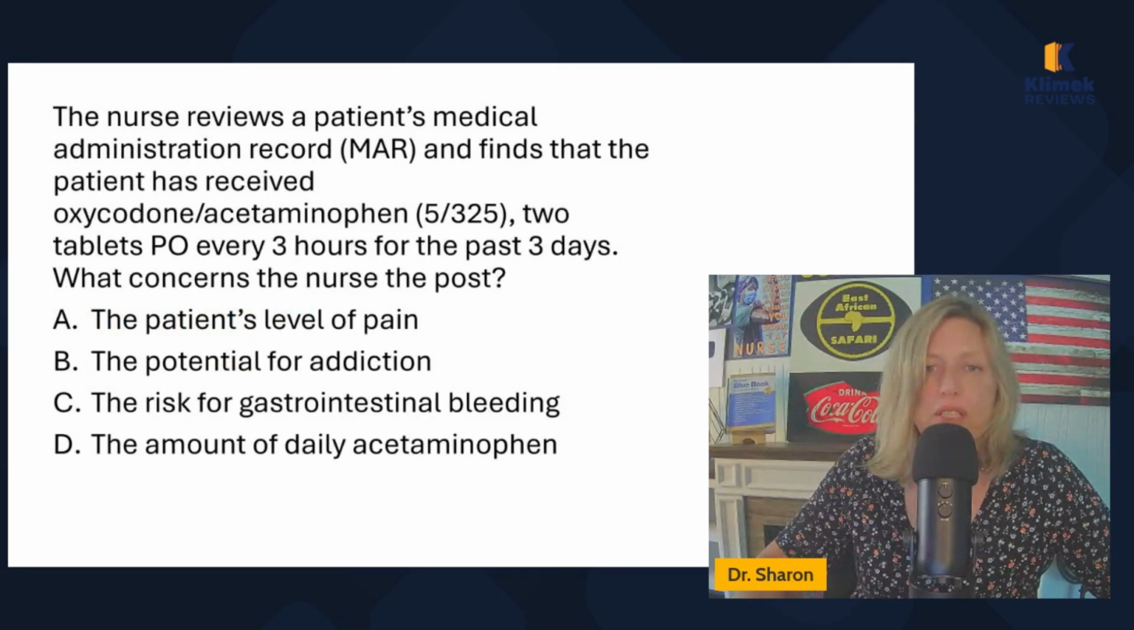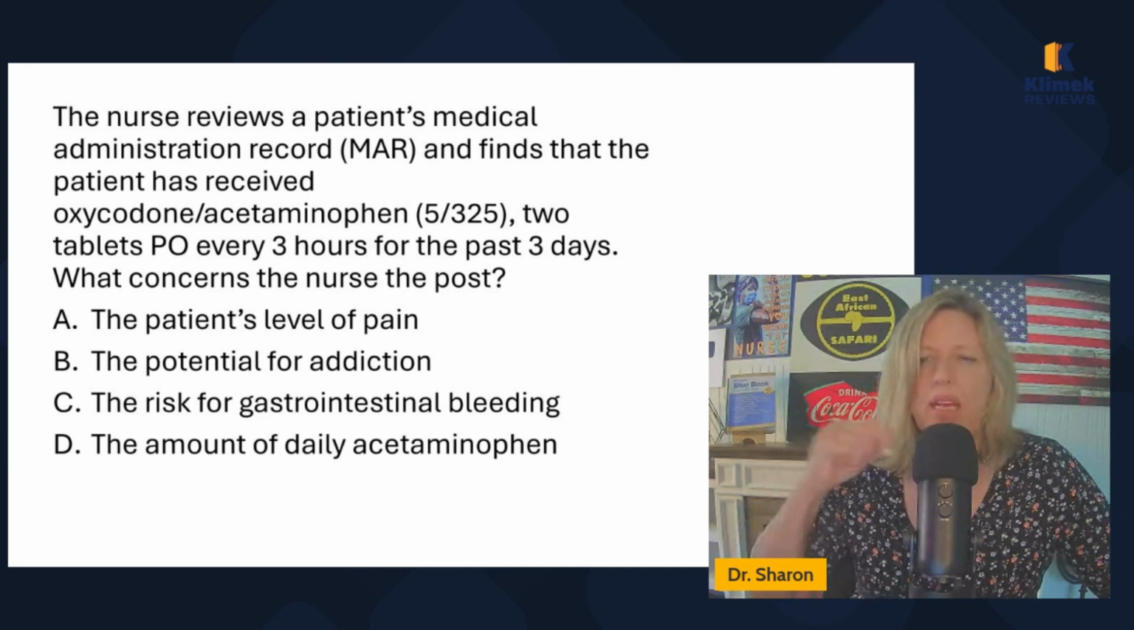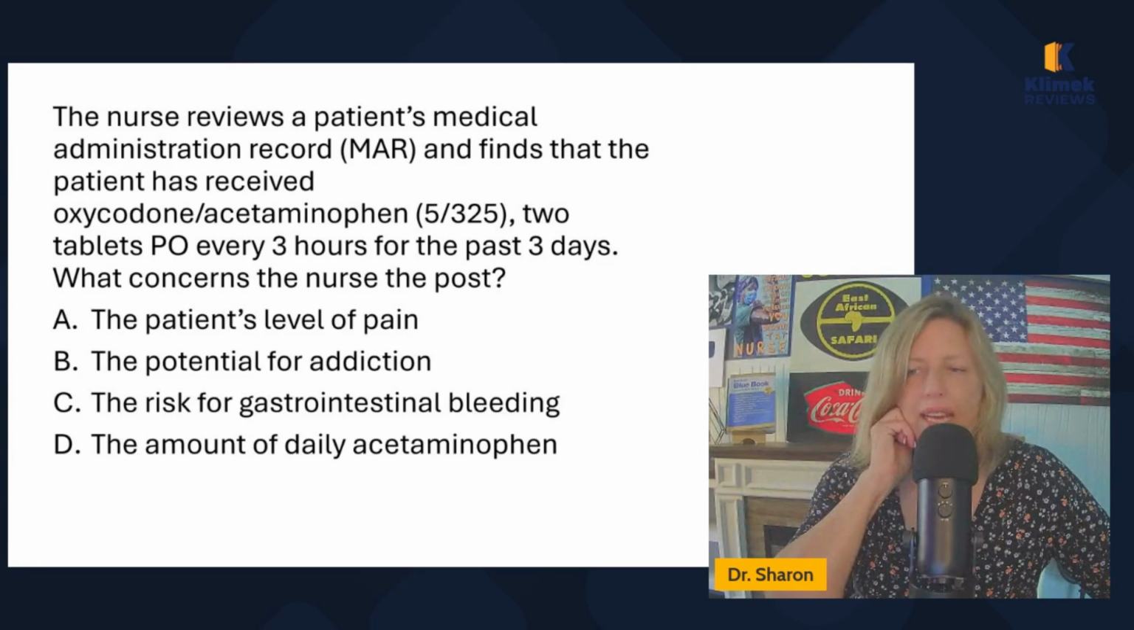The nurse reviews a patient's MAR and finds that the patient has received oxycodone, acetaminophen, 2 tablets, PO, every 3 hours for the past 3 days. What concerns the nurse most? The patient's level of pain, the potential for addiction, the risk for gastrointestinal bleeding, or the amount of daily acetaminophen. So the patient's level of pain. Well, if they're taking it that often, I guess I could be concerned about their level of pain. Why are they taking it every 3 hours? So I'm going to keep that on the list.